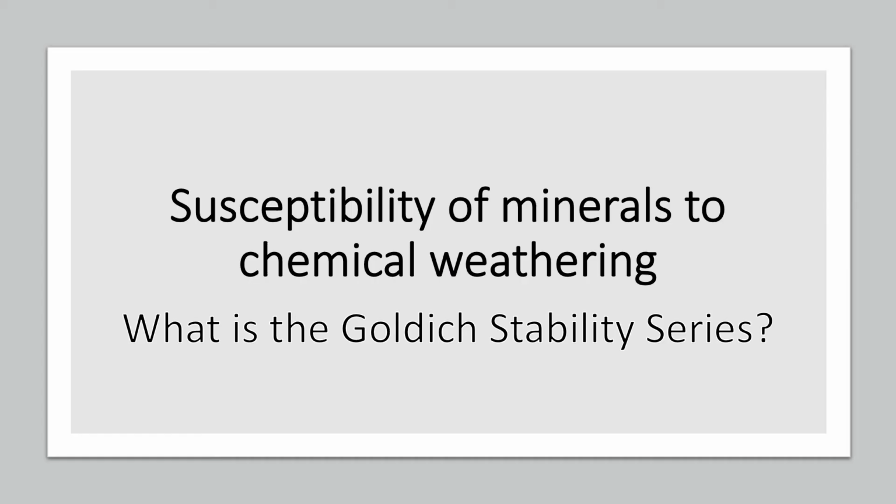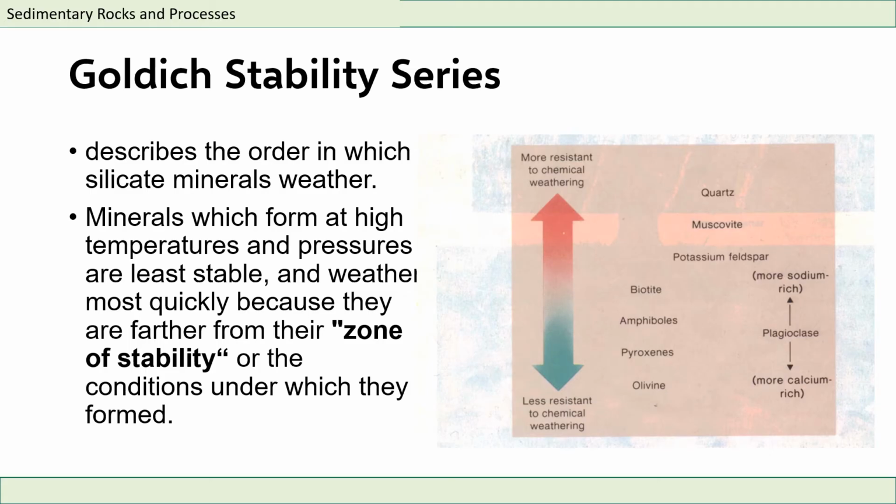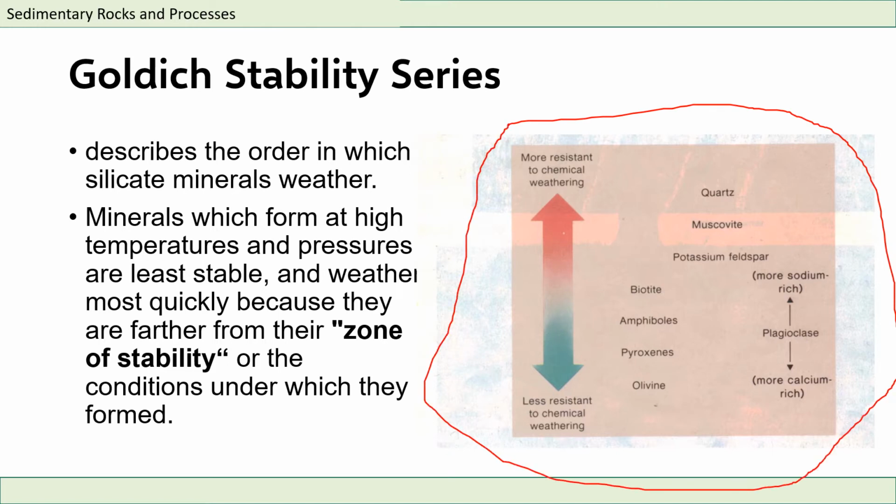What are the factors that affect weathering? There is the susceptibility of minerals to chemical weathering. The Goldich stability series describes the order in which silicate minerals weather. If you look closely, it is similar to Bowen's reaction series, but just flipped, with olivine at the top and quartz at the bottom in Bowen's reaction series. Here, quartz is at the top, which is more resistant to chemical weathering, and olivine is less resistant. Minerals that form at high temperatures and pressures are least stable on the surface and weather most quickly because they are farther from the zone of stability, or the conditions at which they form.